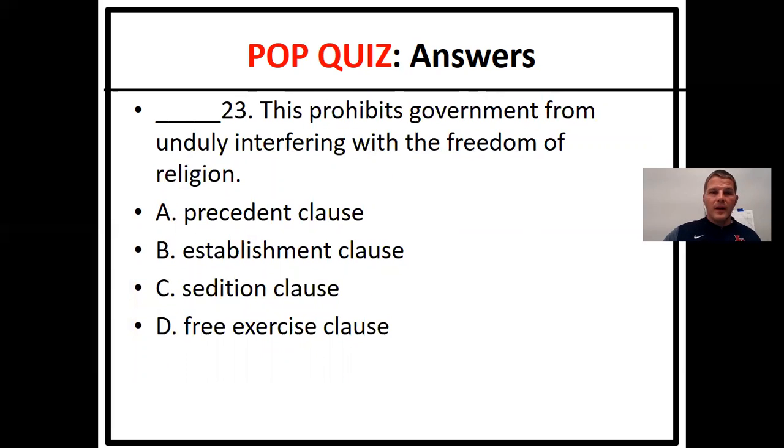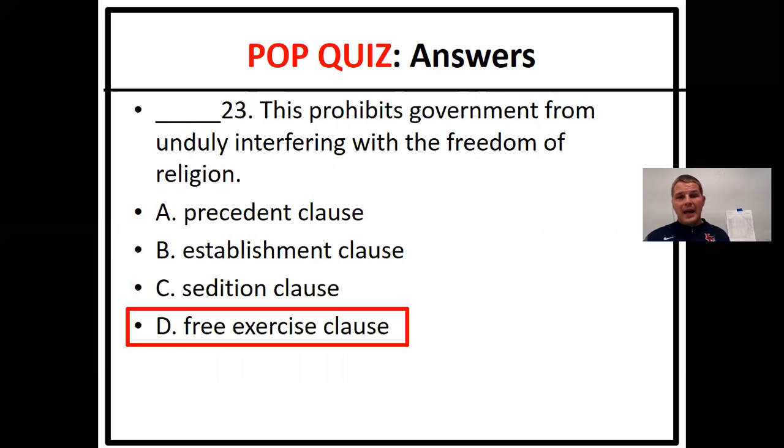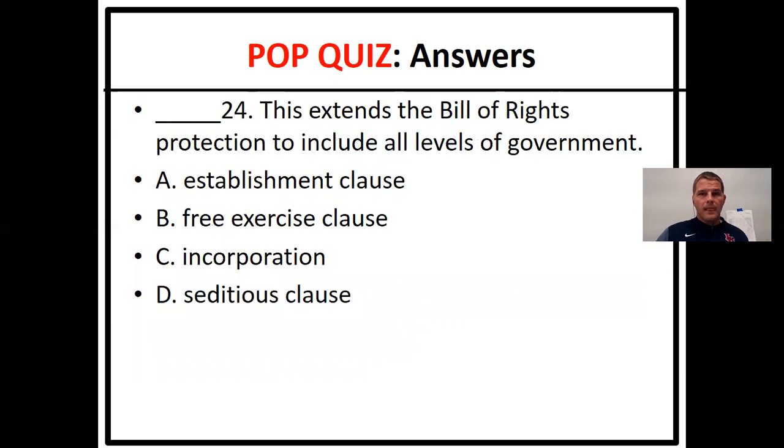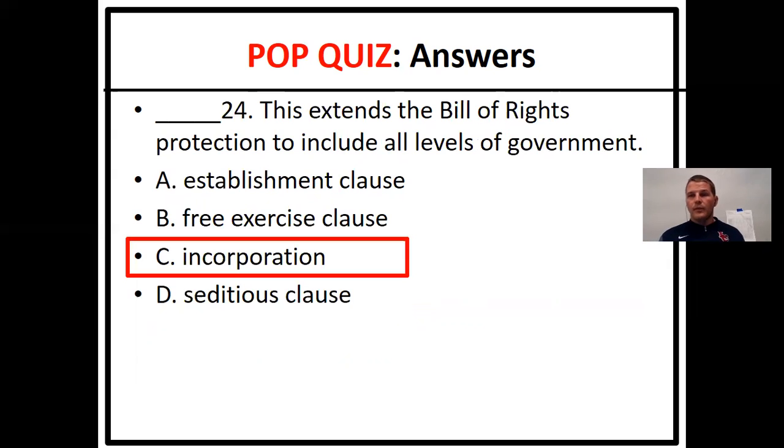This prohibits government from utterly interfering with the freedom of religion. There's something known in the First Amendment, known as the Free Exercise Clause. Okay, freedom of religion. This is something that is specifically stated in the Constitution. This extends the Bill of Rights protection to include all levels of government. This is known as incorporation. We are incorporating it into society. We are incorporating into what we think.